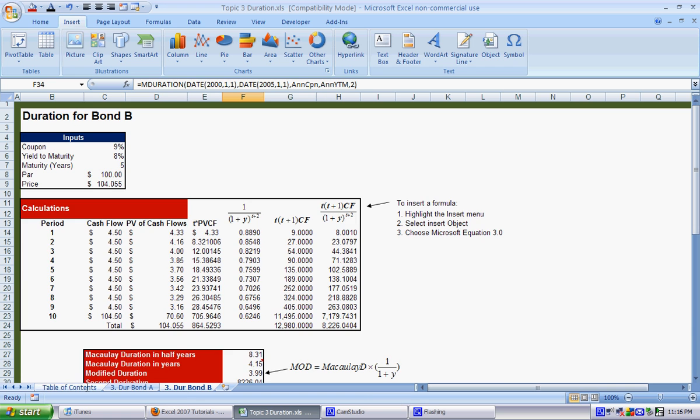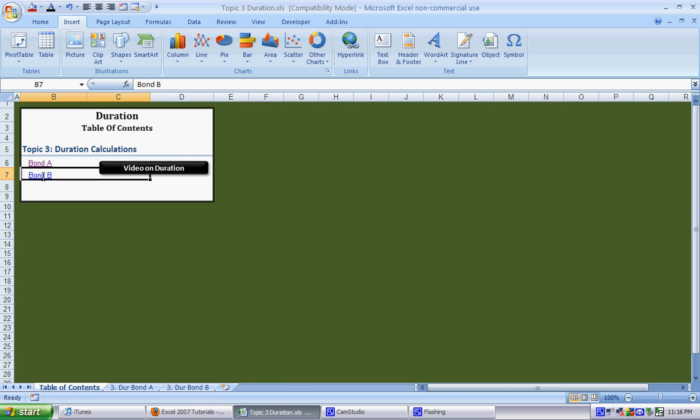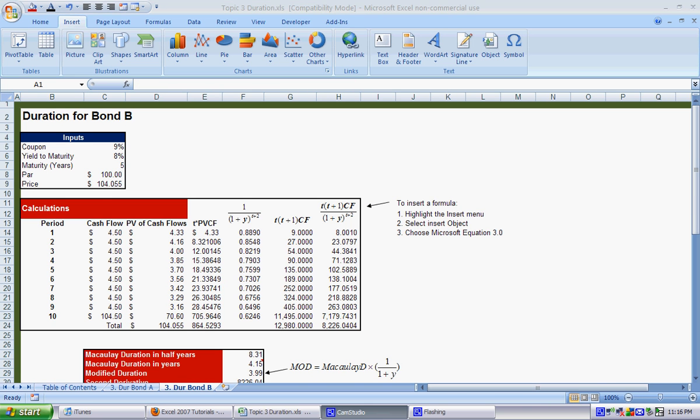So I think that is quickly everything on the 2 different measures of duration in Excel, modified duration and Macaulay duration.